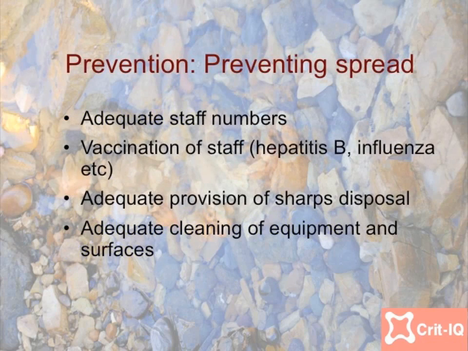Other ways to prevent spread include having adequate staff numbers. This often directly applies to nursing staff. Also, to make sure that staff are vaccinated against common agents that cause hospital-associated pneumonia such as influenza and hepatitis B. To provide adequate disposal methods for dirty equipment such as sharps and blood-stained equipment, and also to provide adequate cleaning of equipment and surfaces.